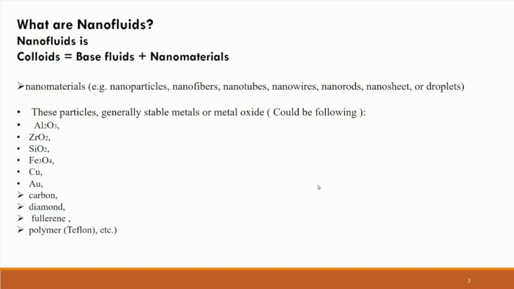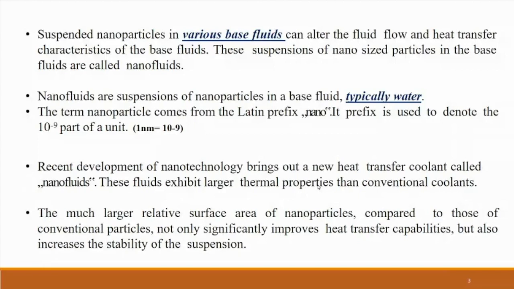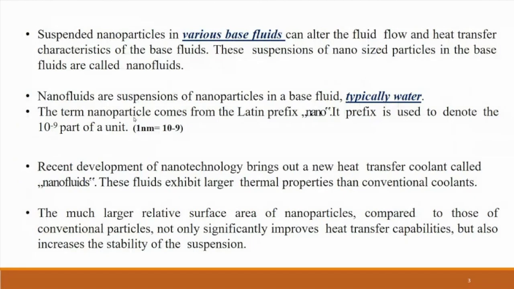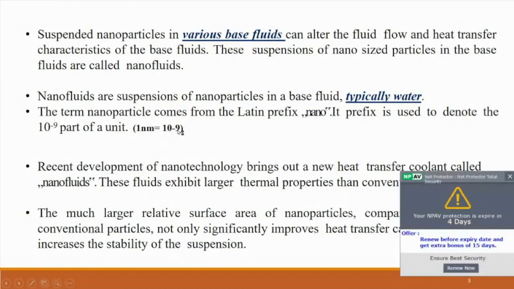So these are examples of nanomaterials which are used by mixing with the base fluids, that is, suspended nanoparticles. The examples I told previously run from aluminium oxide to polymer Teflon. These are blended in very small sizes, where 1 nanometer is equal to 10 to the power minus 9 meter. So you can assume how small it is. Suspended nanoparticles in various base fluids can alter the fluid flow and heat transfer characteristics of the base fluid.